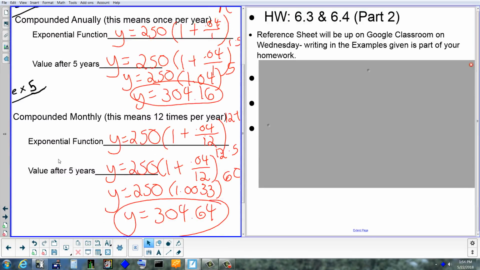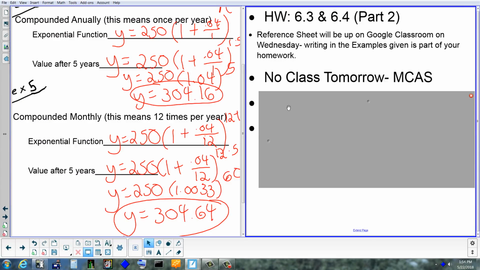Couple things. Homework. All right. The 63 and 64 worksheet. Pay attention to this. The reference sheet is going to be up on Google Classroom. I'm going to get it up at some point tomorrow. You need to find a way. You have all day in school tomorrow. I know you're not going to be taking MCAS. You have access to printers in school. Whatever problems I have you put on the reference sheet, they need to be copied down. Whatever formula I put on the reference sheet, whatever example, it's going to be on Google Classroom.